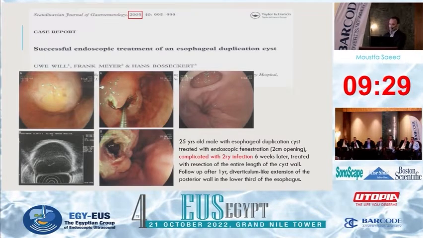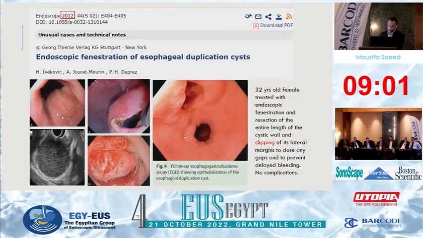And these are some of the case reports. This is an esophageal duplication cyst managed by endoscopic fenestration. And this is one which was complicated by secondary infection, as shown in this image. Then second look and second intervention was done 6 weeks later. And this is the site, healed by the diverticulum, healed all the site of the duplication cyst.